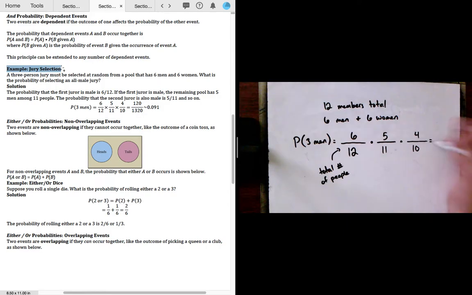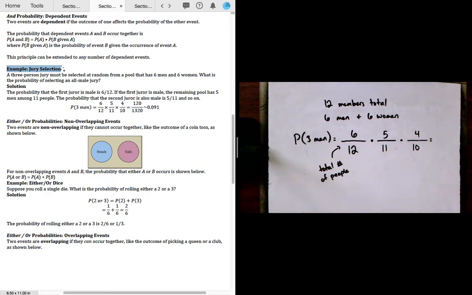Then we can multiply this across. You can either give me the fraction or the decimal representation of this number. But when we multiply straight across, before we reduce, we get something like 120 over 1320. We can take a common 0 off of the end. I can say this looks like 12 out of 132. And even that can be simplified into 1 out of 11. And you could give me this fraction right here. You have a 1 out of 11 chance of choosing 3 men in a row.